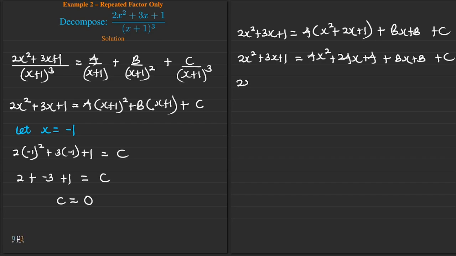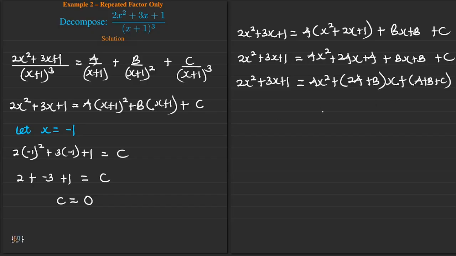So we still have our 2x squared, then plus 3x plus 1, which is equal to, looking at all those that have x squared, it is just a. So we have a x squared plus all those that have the x. There is a 2a that is from here, and then there's also a b. So plus b with our x. Then for the constants, we have a plus b plus c.